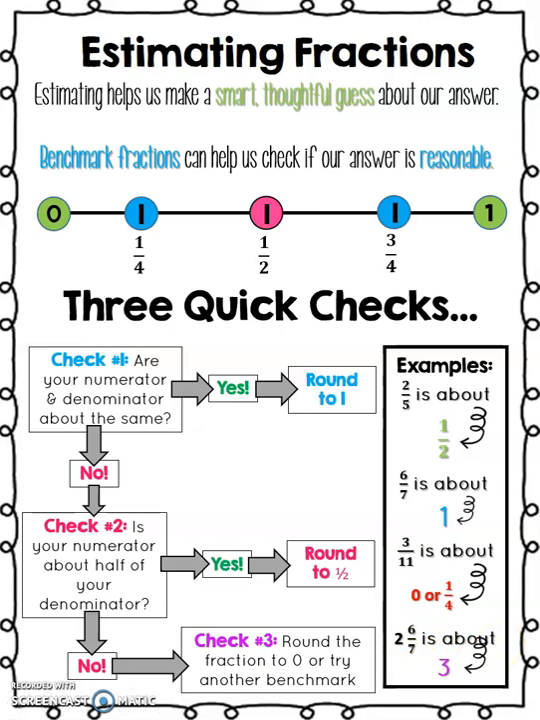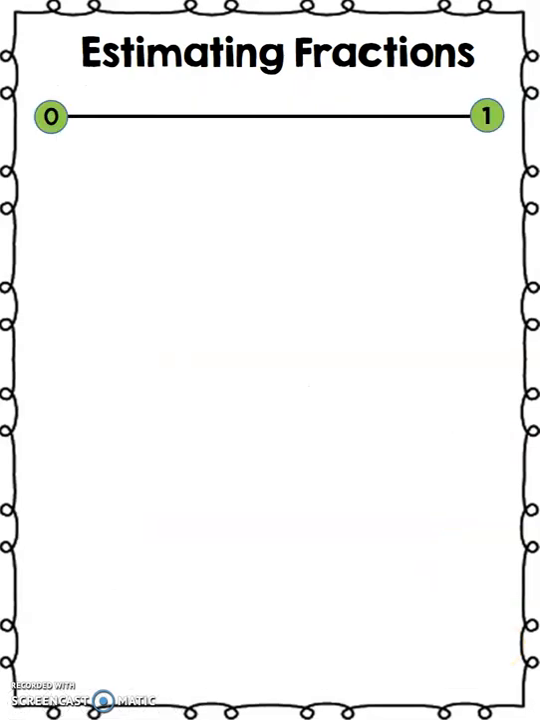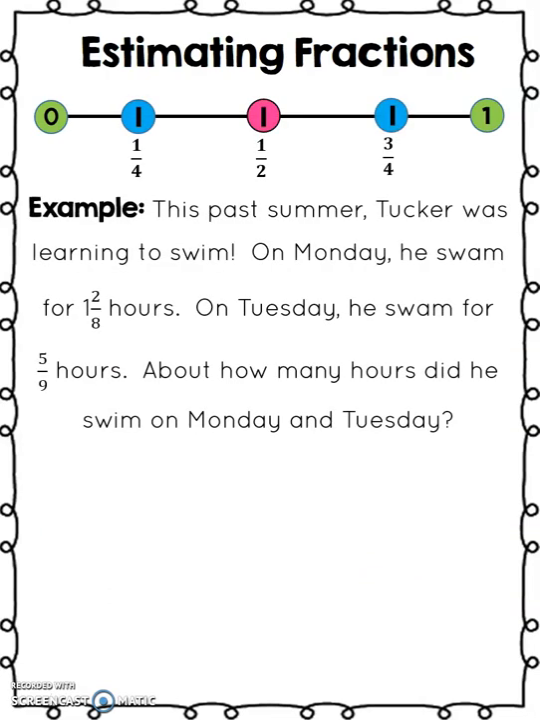Let's take a look at how you might see this in a word problem. So again, I'll put that number line up with my benchmark fractions, and we'll look at this example. It says, this past summer, Tucker was learning to swim. On Monday, he swam for 1 2/8 hours. On Tuesday, he swam for 5/9 hours. About how many hours did he swim on Monday and Tuesday?